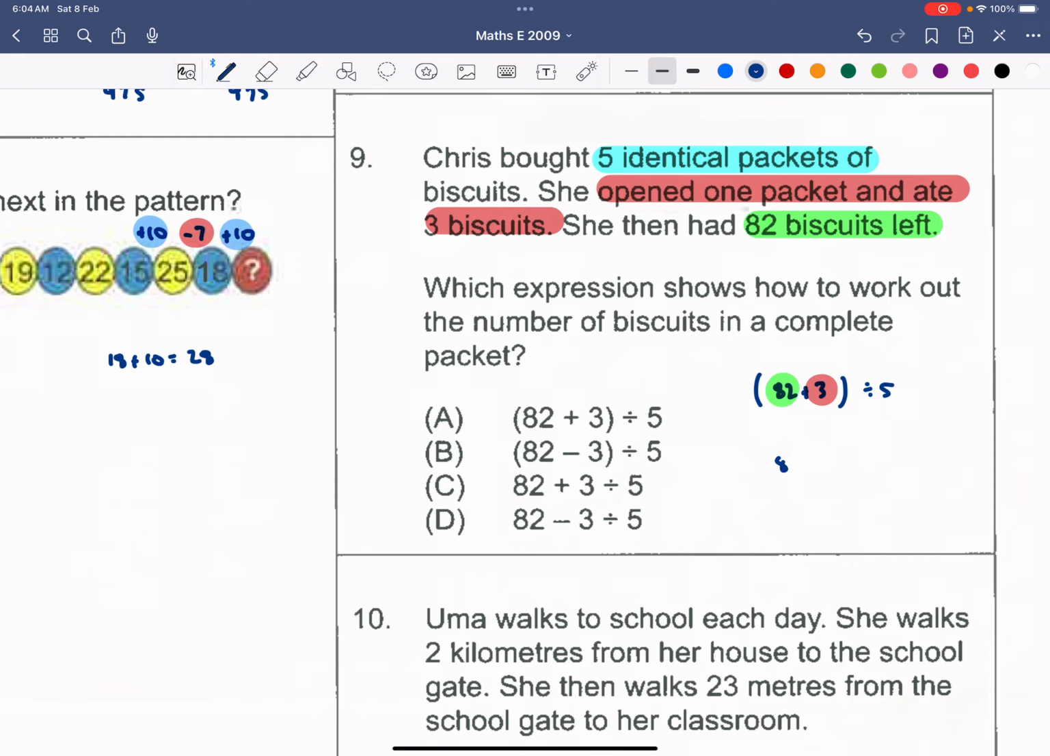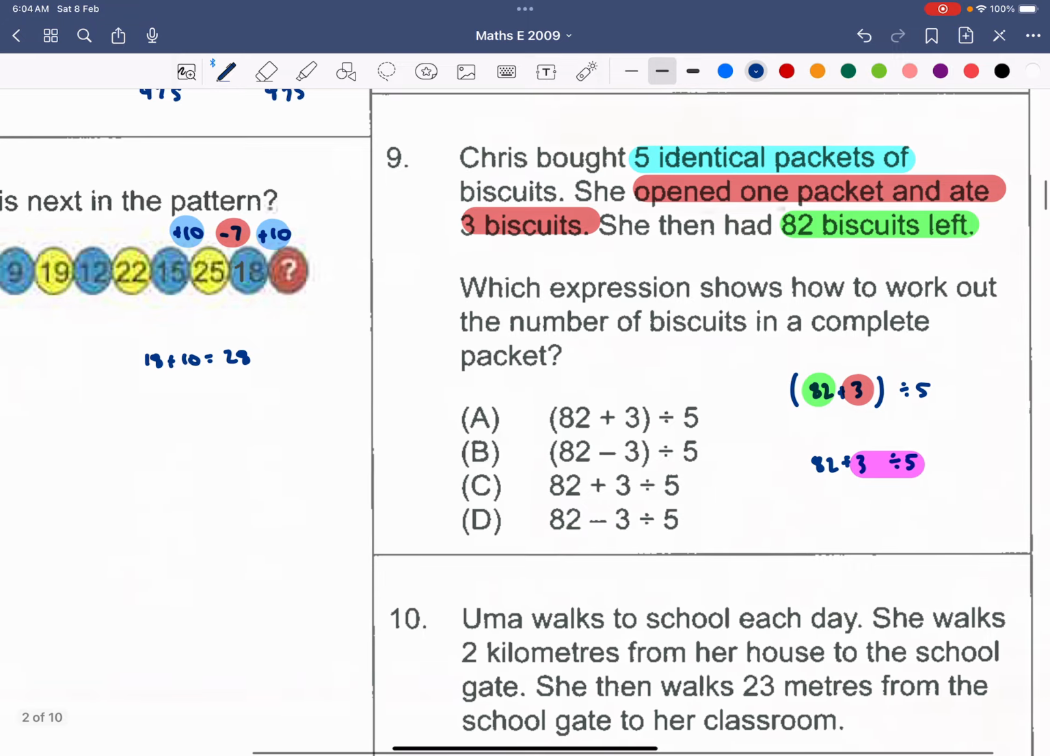If I wrote this, it would be wrong. If I had 82 plus 3 and I wrote divide by 5 straight away without the brackets, this is wrong because according to BIMDAS, we do the division first. In BIMDAS, division comes first. And that's clearly not what we have. We clearly have the plus 3. So this would be the wrong way of doing it.